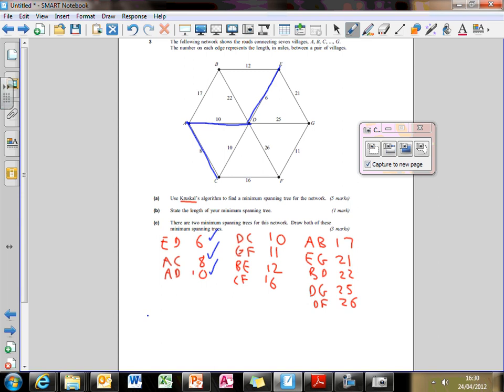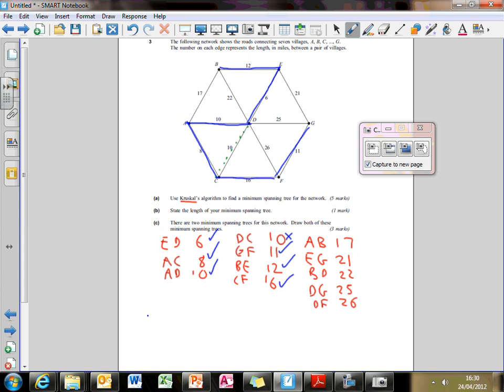Do I add D to C? If I added D to C, notice how I get a cycle. So I don't add it. So I put a cross next to that. G to F. Do I add G to F? Yes. Do I add B to E? Yes. Do I add C to F? Yes, I do.